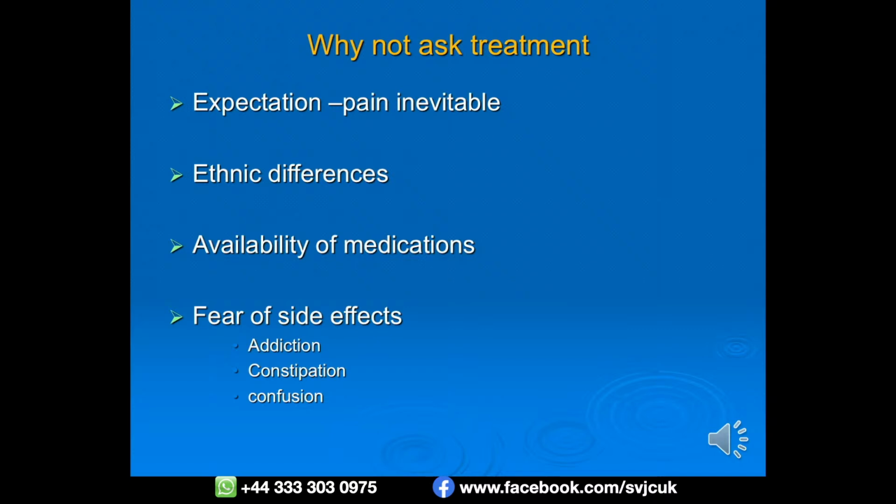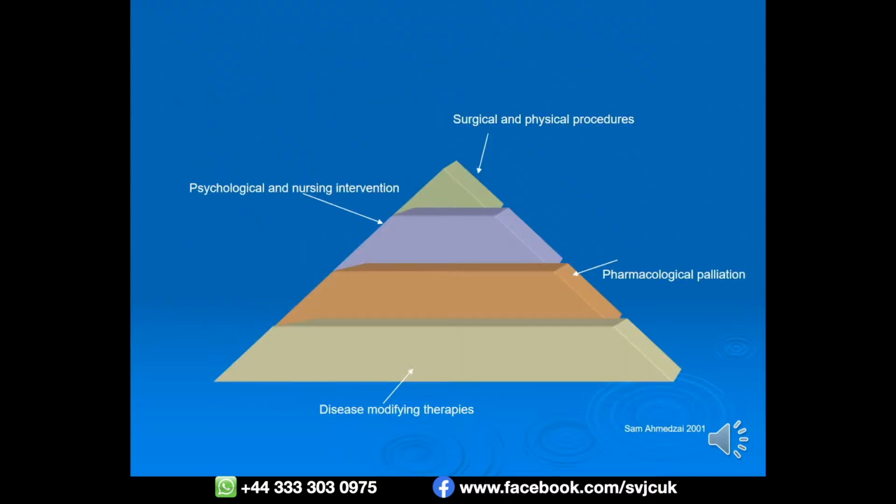And then there is fear of side effects such as addiction, constipation, and confusion, which can actually cause more problems than pain relief. So if you look at the pyramid of pain, most of the pain relief is obtained with the help of disease modifying therapies. The next is pharmacological palliation, followed by psychological and nursing intervention, and only the tip of this pyramid needs surgical and physical procedures.